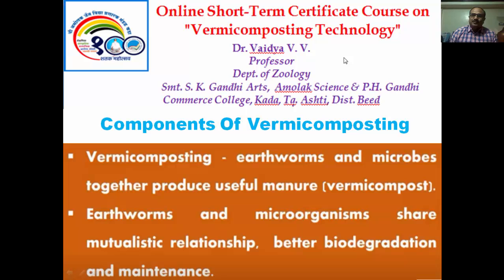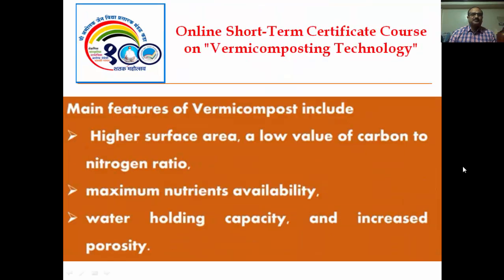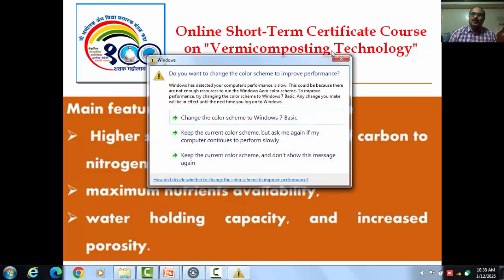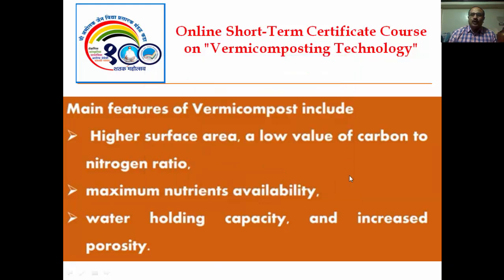Vermicomposting means the earthworms and the microbes together produce useful manure, that is vermicompost. Earthworms and microorganisms share a mutualistic relationship, for better biodegradation and maintenance. Main features of vermicompost include a higher surface area and a low carbon to nitrogen ratio. Maximum nutrient availability is necessary, along with water holding capacity and increased porosity.